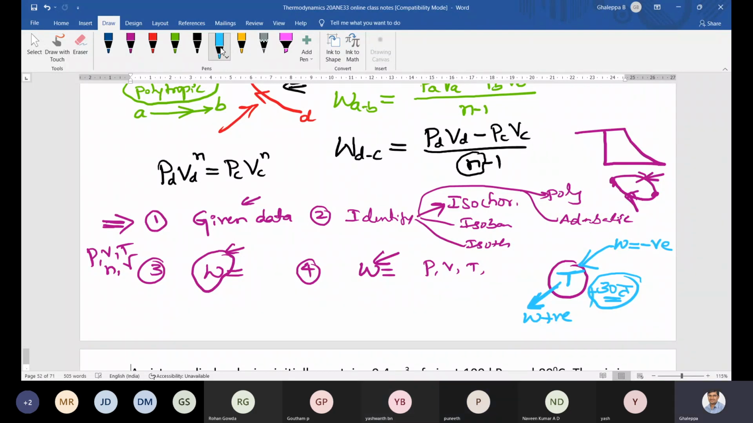Plus value, because the turbine is giving work, work is done by the turbine. If work is done on the system, then it is negative.